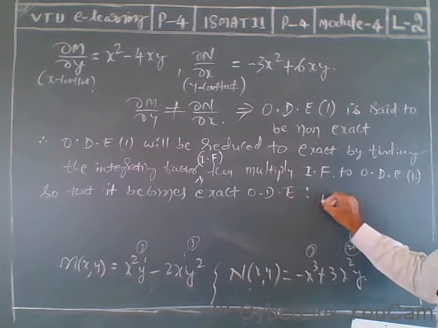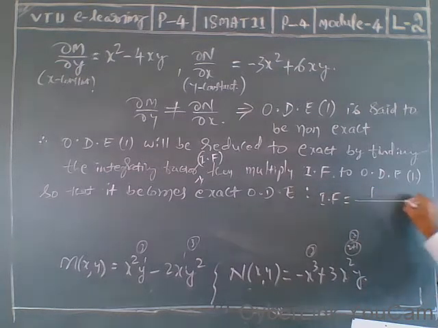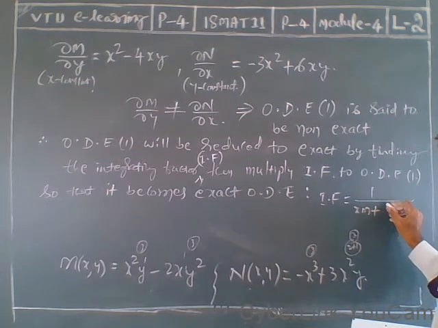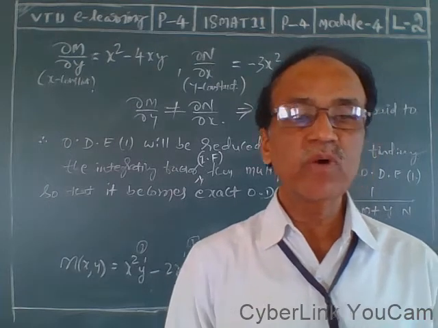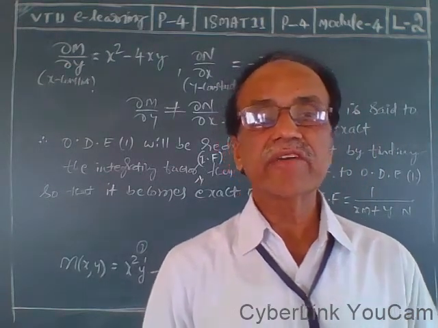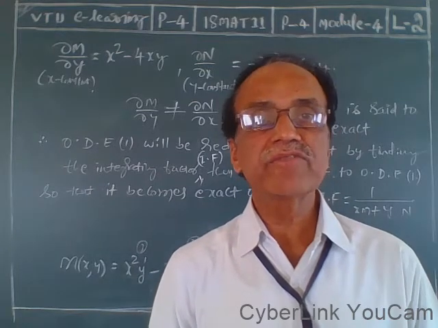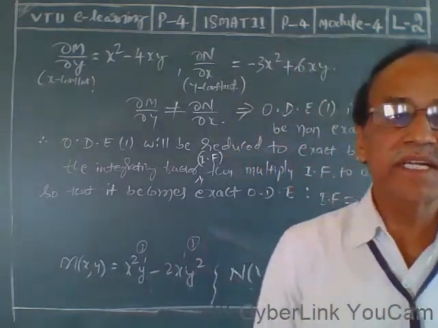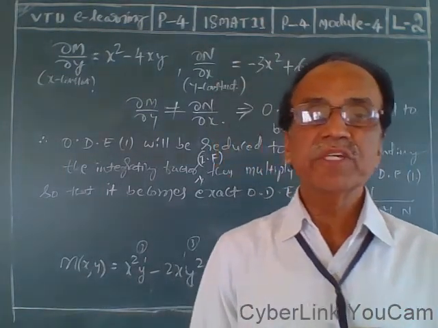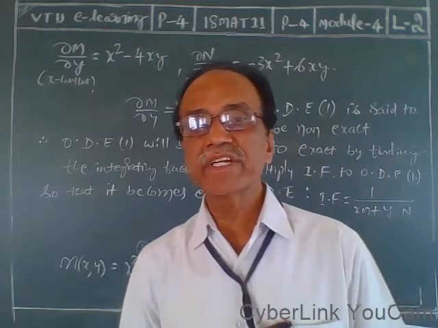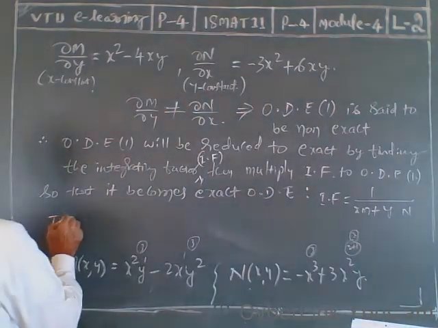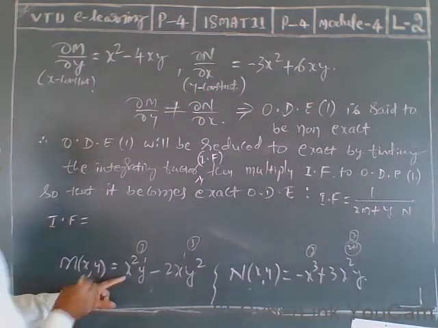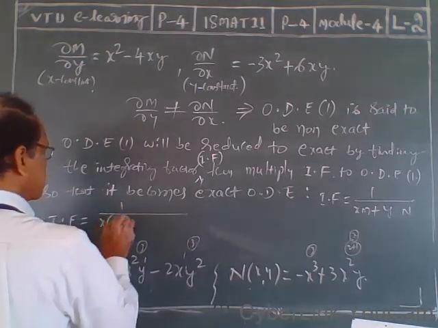The integrating factor IF is equal to 1 divided by (x into M plus y into N). The first type of integrating factor, type 1, takes whatever values of M and N you have identified, and you respectively multiply by x and y, and arrange x into M plus y into N in the denominator for finding the integrating factor as 1 divided by that quantity. Therefore, IF equals 1 divided by x into M.